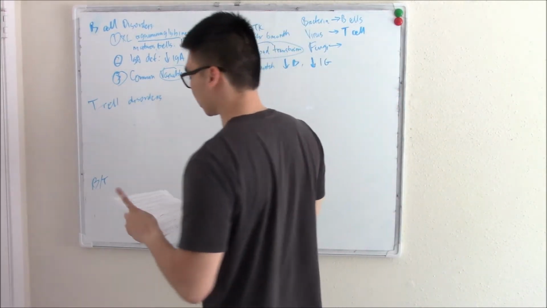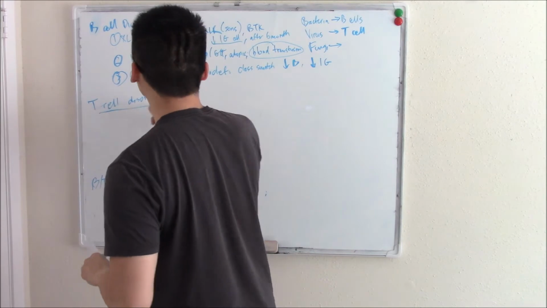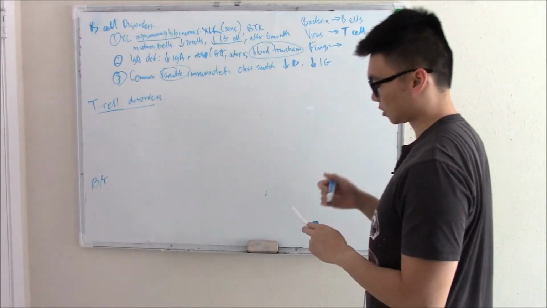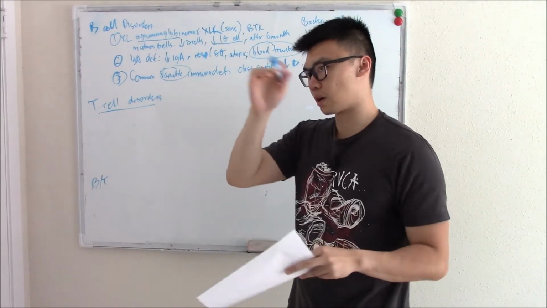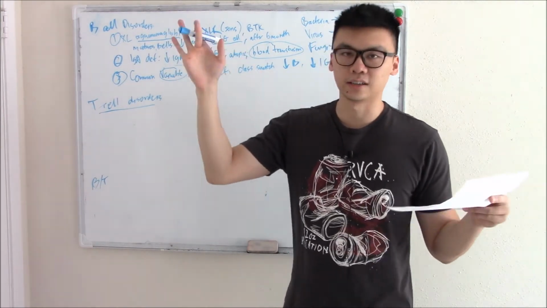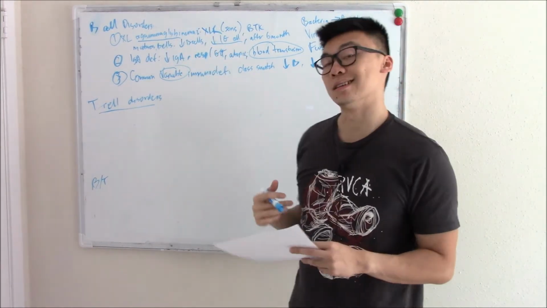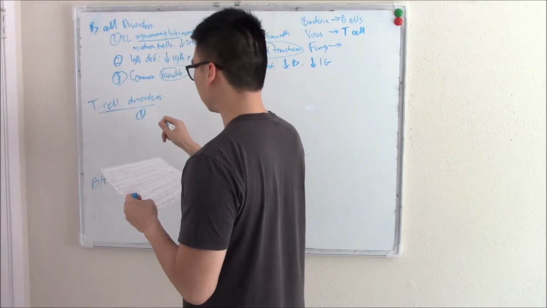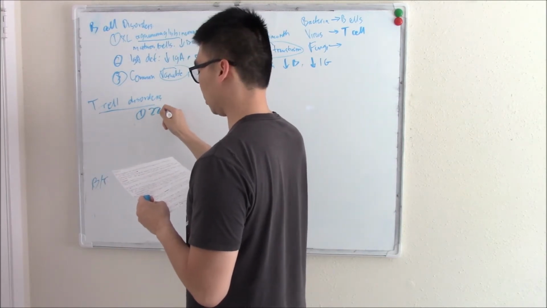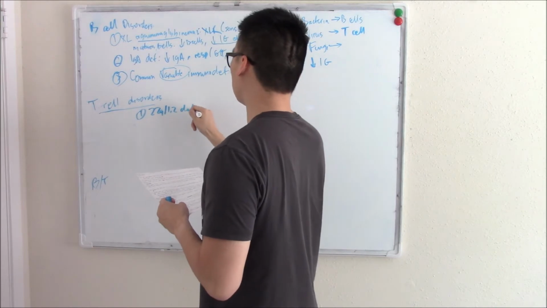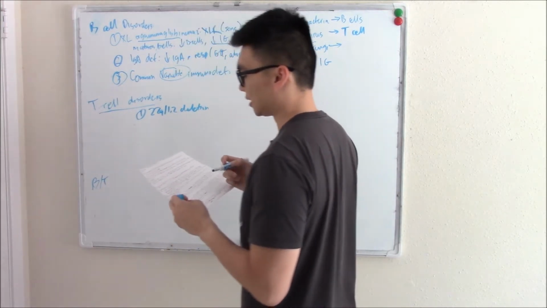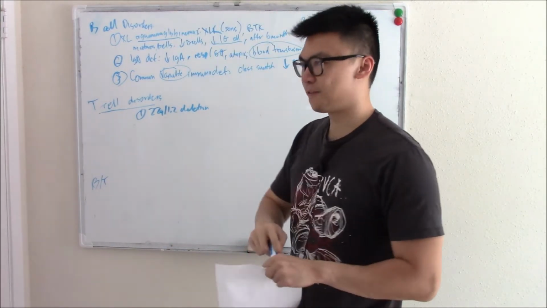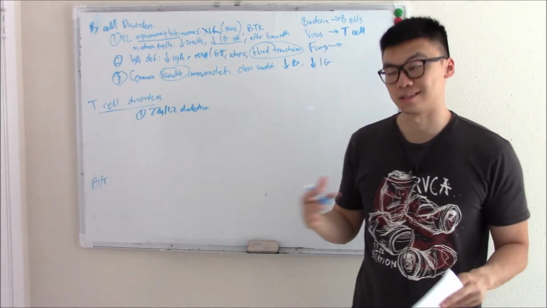Let's talk about T-cell disorders. T-cell disorders, we said T-cells help fight viruses and fungi. So in the history stem, they'll talk about recurrent CMV virus, HSV virus, fungal infections. You're thinking T-cell disorders. First one, 22q11.2 deletion, better known as DiGeorge syndrome. And this is a deletion of about 40 genes in chromosome 22. That's a lot of different genes.